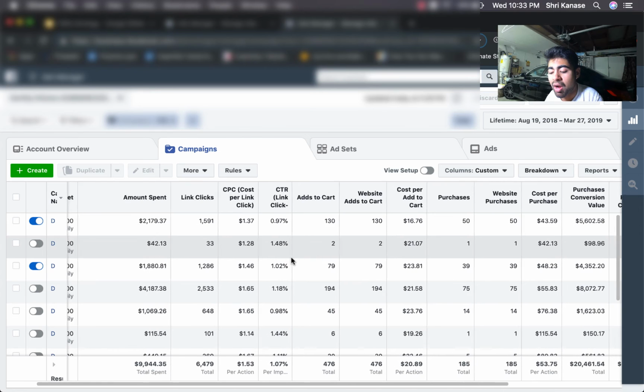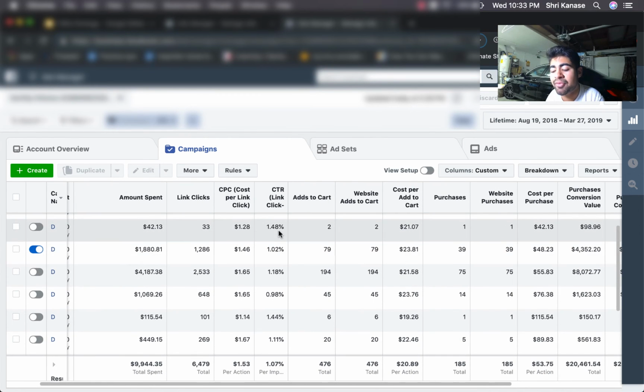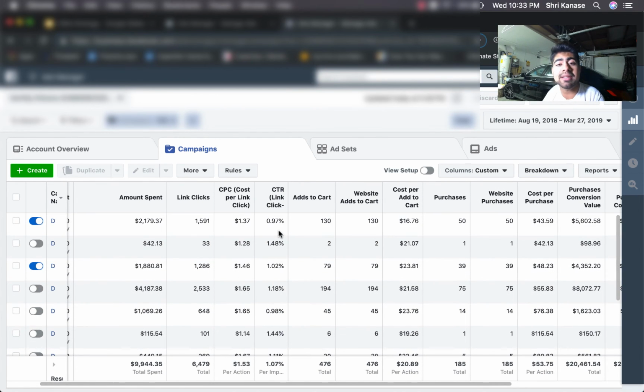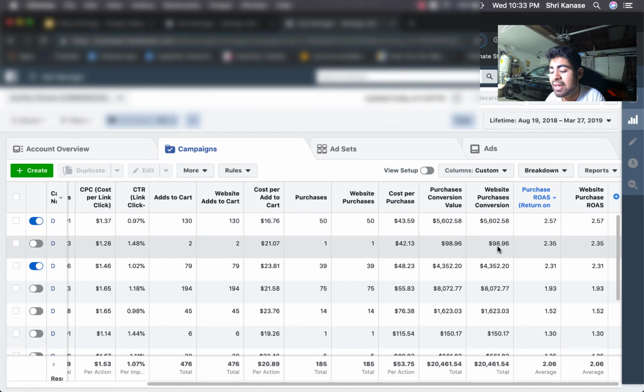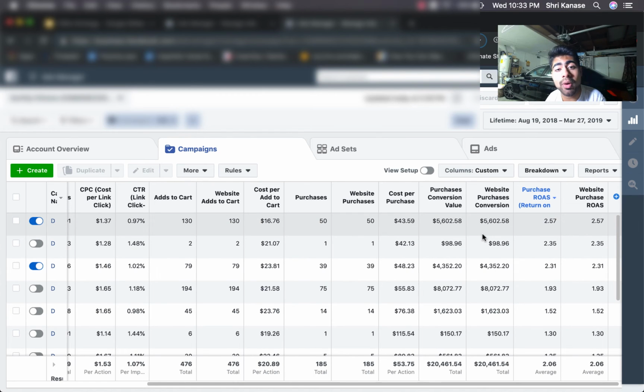So if we look at all of the stats, the CTR looks very nice, above 1%. I remember this is a CBO, so it's going to target a lot of people in a very short period of time. So these kinds of stats are bound to be lower. But the main stat that we're interested in is the purchases and the cost per purchase and the ROAS. So I have ranked the CBOs by the highest ROAS at the top to the lowest. And as you can see, these CBOs are really performing the best.